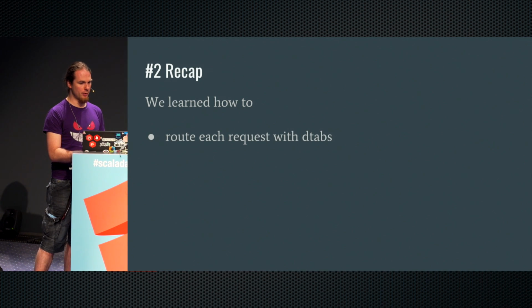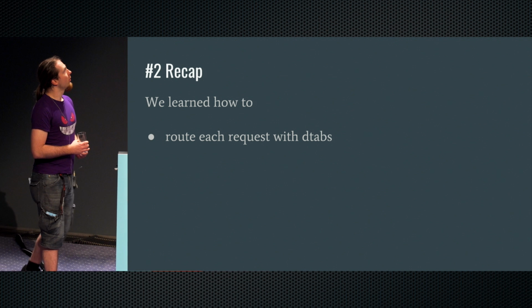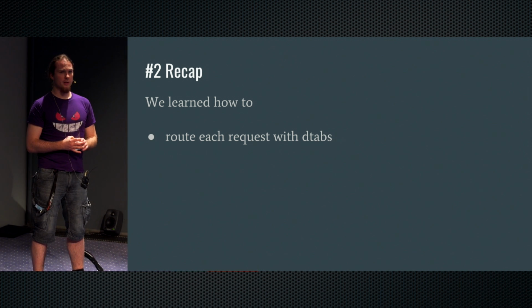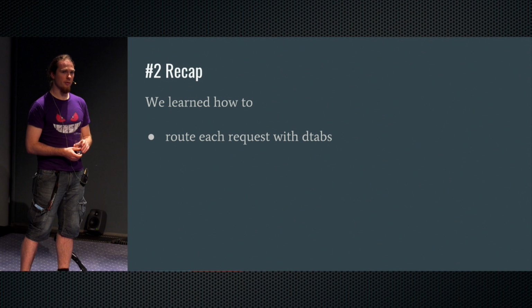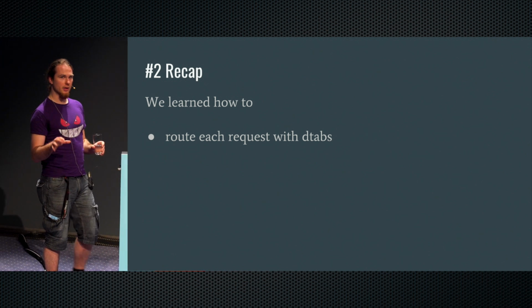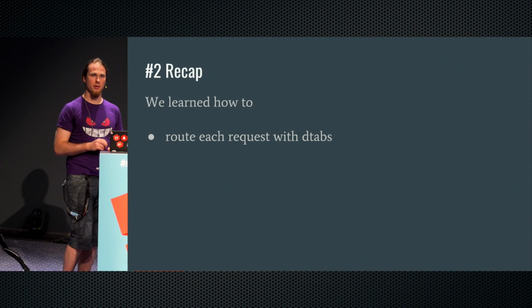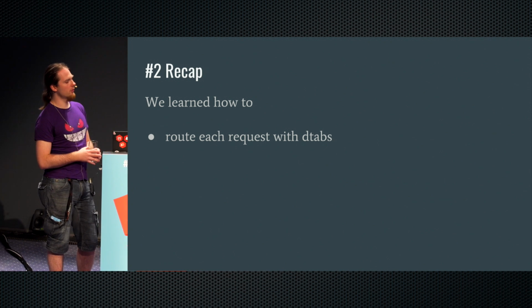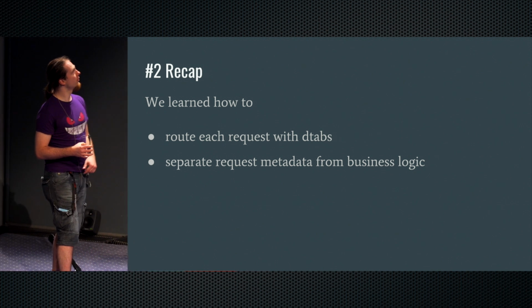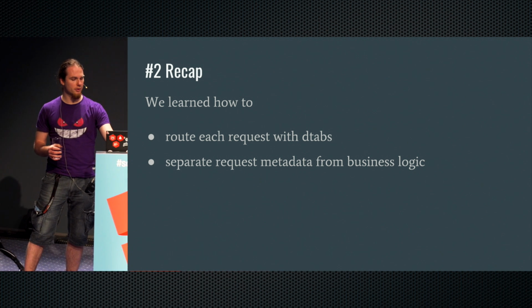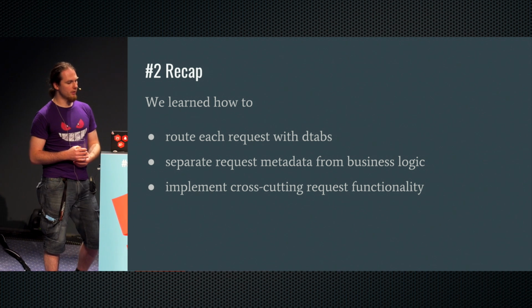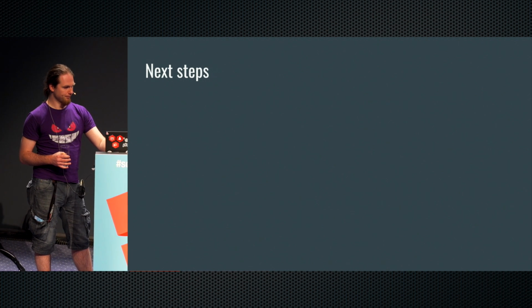So recap 2. Now we know how to route different requests with delegation tables, which is a very powerful feature, and decouples a lot of your service discovery into single delegation tables and not spread it into different services, which may all do things differently. We can now separate request metadata from the business logic with request contexts and implement some cross-cutting functionality with that.